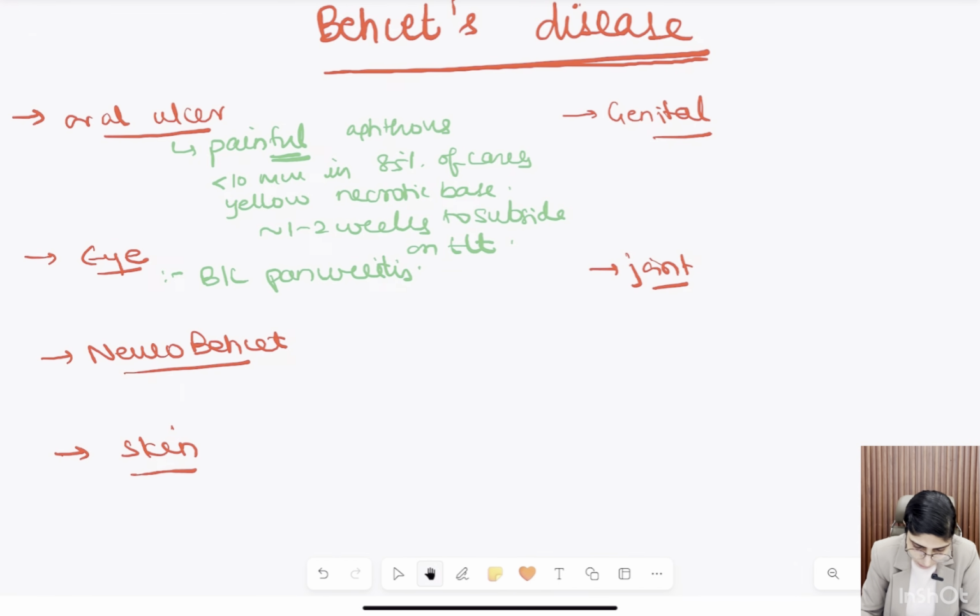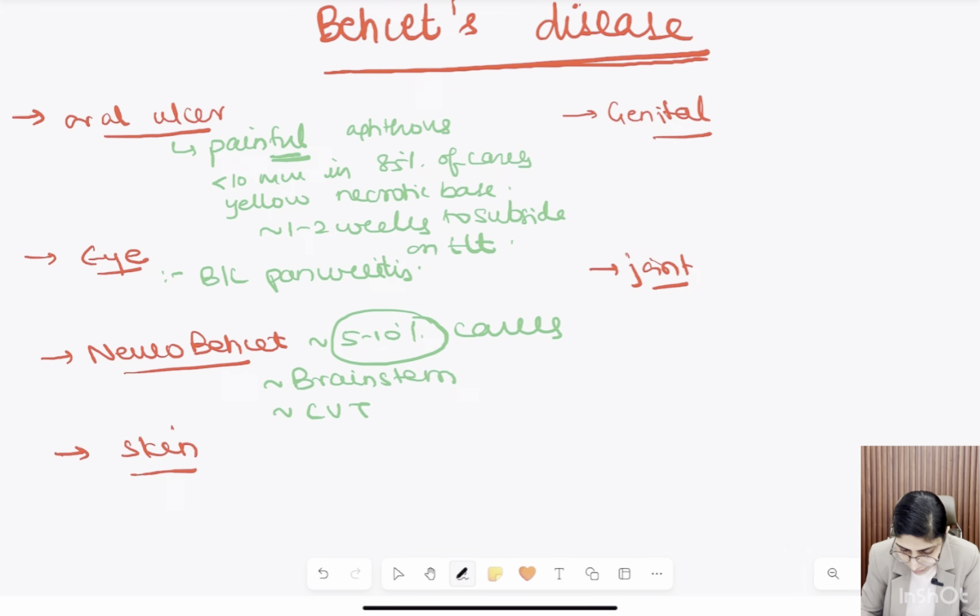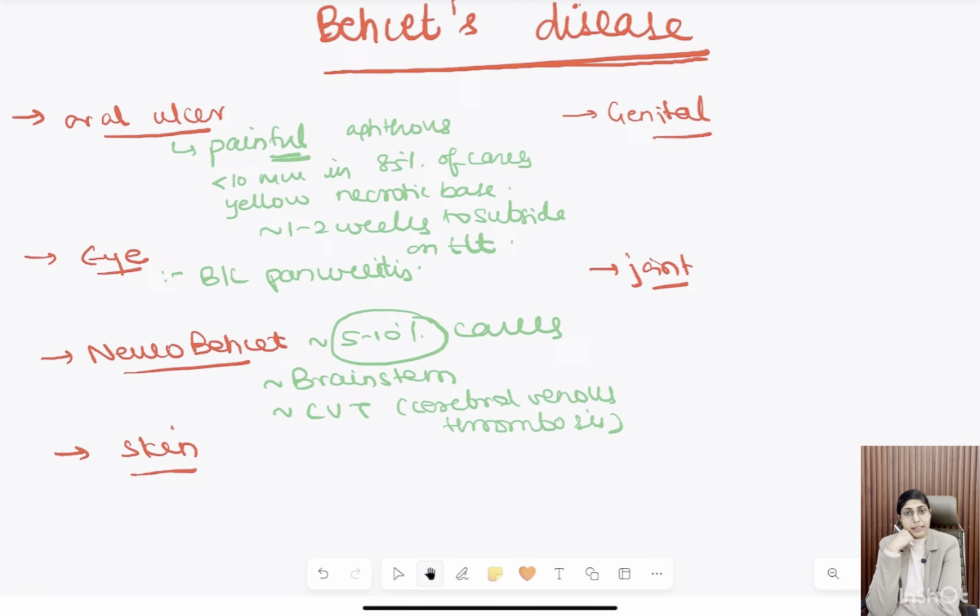If we talk about NEUROBEHCET, 5 to 10% of total cases of Behcet have NEUROBEHCET, present with neuro lesions. And the most common site in CNS involvement is brainstem involvement, and the second is cerebral veins. So cerebral venous thrombosis. We check the patient, examine the patient for oral ulcerations, for genital ulcerations, right? Because that is one of the common presentations of NEUROBEHCET. A young patient with CVT, check for Behcet.